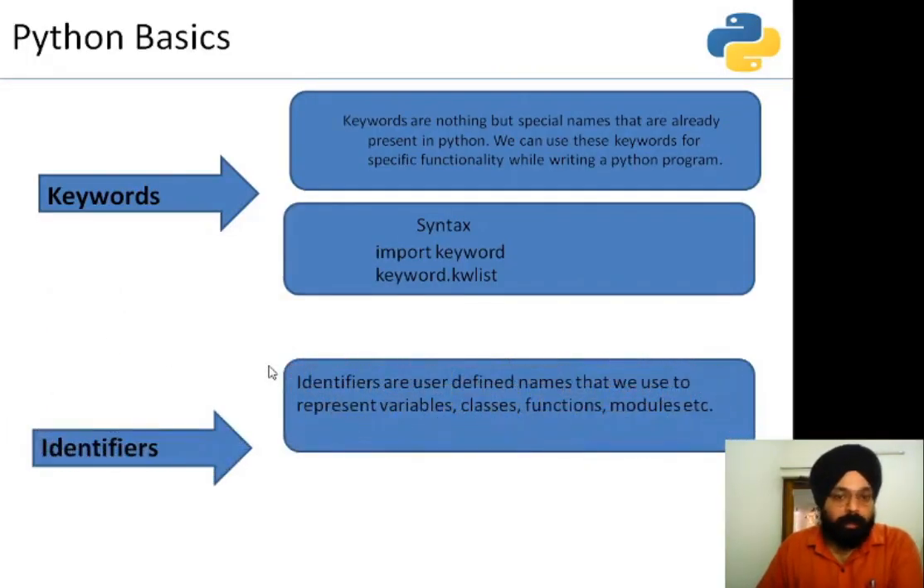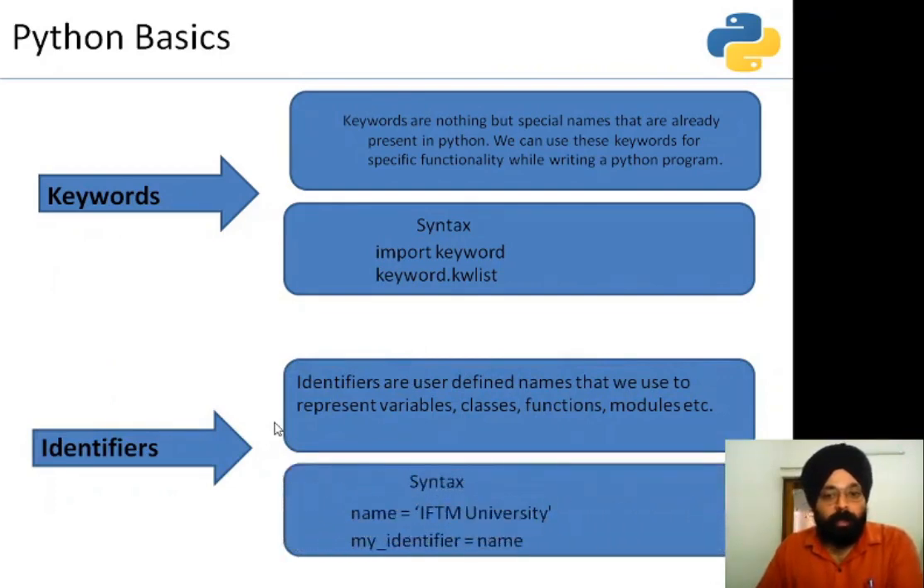Now moving on to identifiers. Identifiers are user-defined names that we use to represent variables, classes, functions, modules, etc. So the basic syntax for creating an identifier is we have to write the name in double quotes or single quotes, and then we can directly use it. So here we have created an identifier or a name.